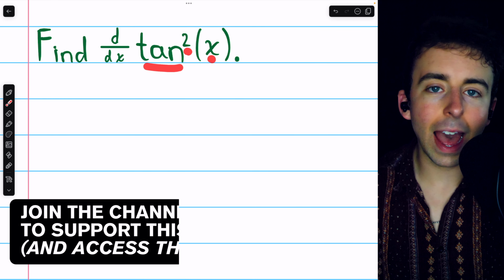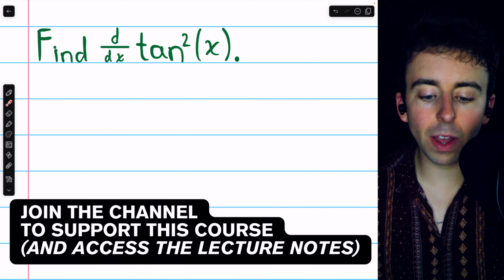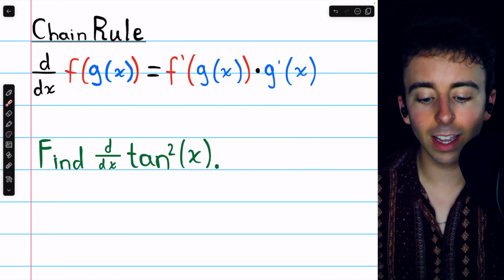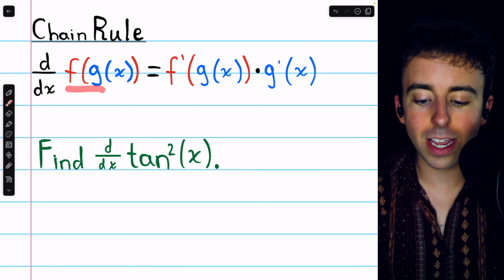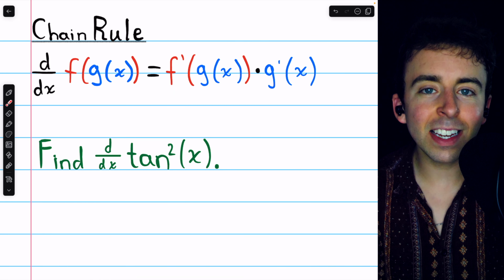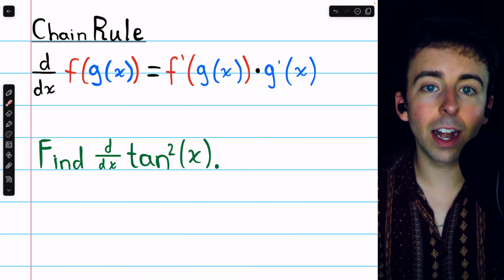Tangent squared of x is a composite function, so to find its derivative, we need to use the chain rule, which I've written here for your reference. The derivative of f of g is f prime of g times g prime. So let's identify our f and g and then apply the rule.